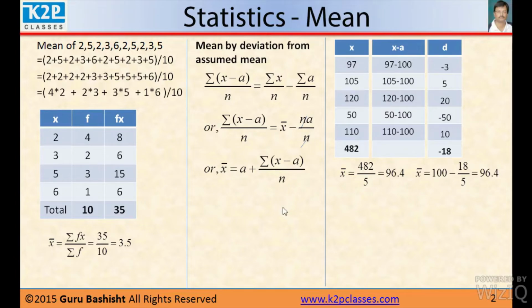So from the formula, x bar equal to a. What is a? A is the assumed mean. What is the assumed mean here? 100. Then sigma (x minus a), that is the sum of deviations, is minus 18. So minus 18 by 5, minus 3.6, and 100 minus 3.6 gives 96.4. Look, the two means are the same, right?